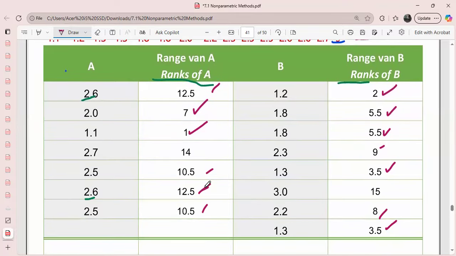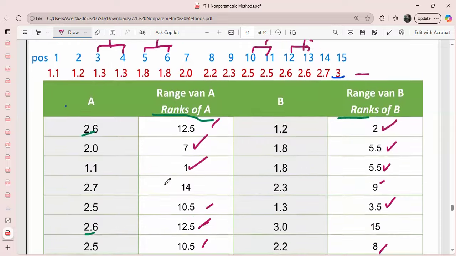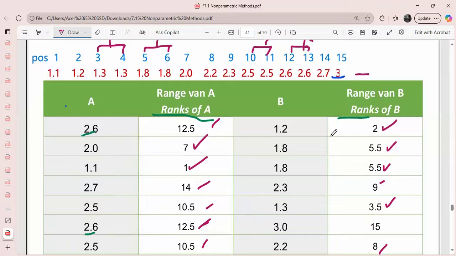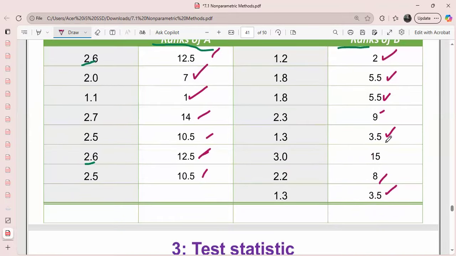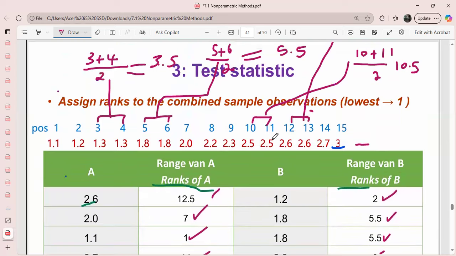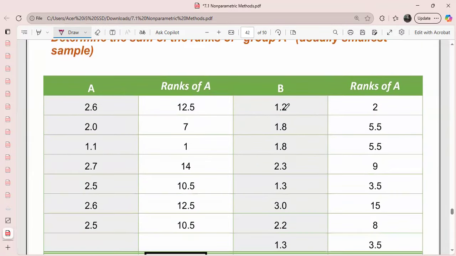The other one is, so I got this one. 2.7 is not repeating, it's on position 14. So 2.7, 14. 3.0 is not repeating, it's on position 15. Here it is, position 15. You see how you just get the ranks of A, the ranks of B. You do it like this. Follow these steps. Okay, now let's see.